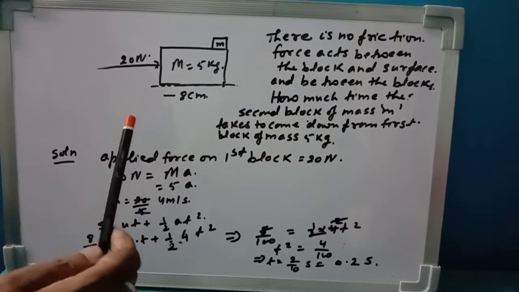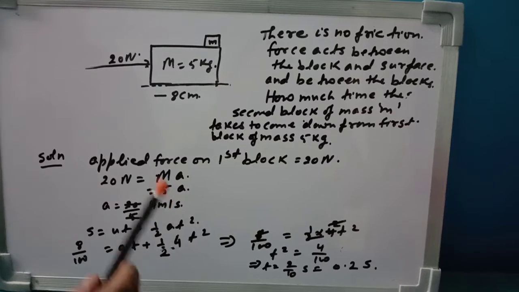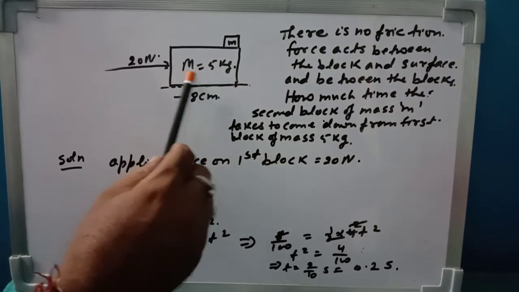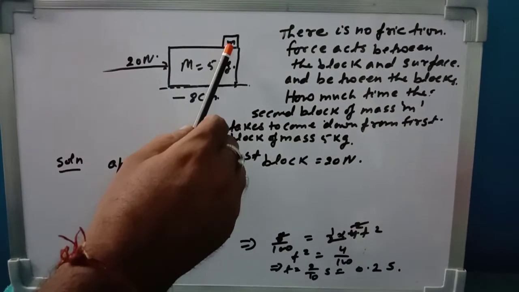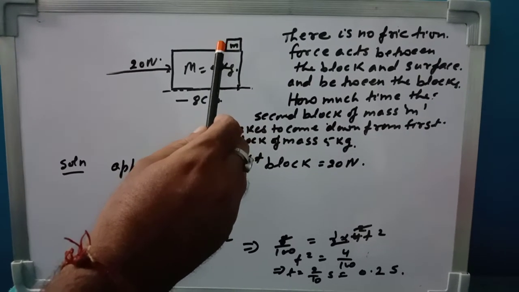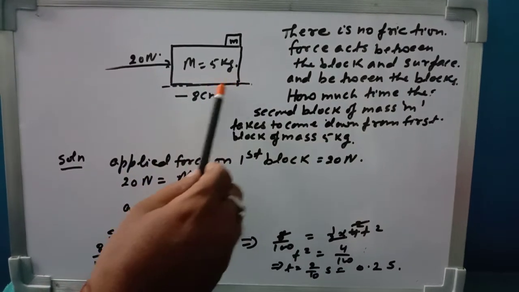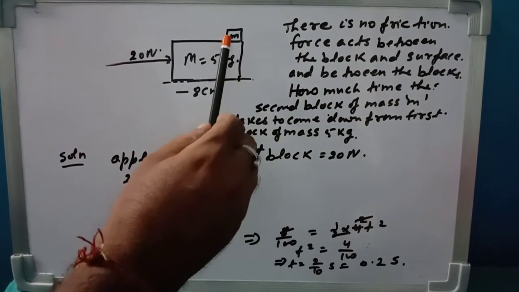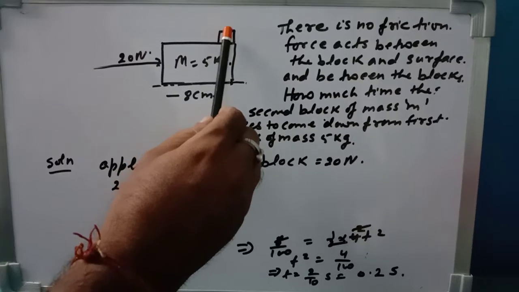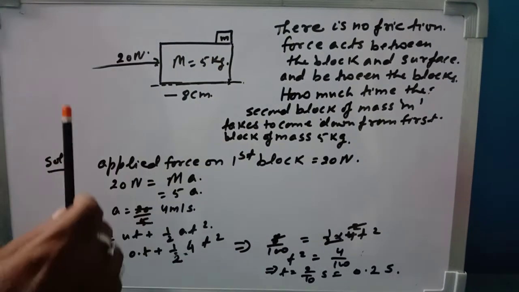Now let us discuss one interesting question that is not given in your book. Here two blocks are there. The mass of one block is 5 kg. The mass of the other block is not given in numeric form; this is m, I suppose. The length of the bigger block is 8 centimeter. And this small block is lying just at the corner of the first block of mass 5 kg.